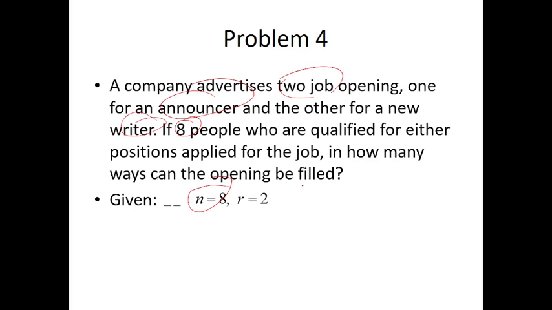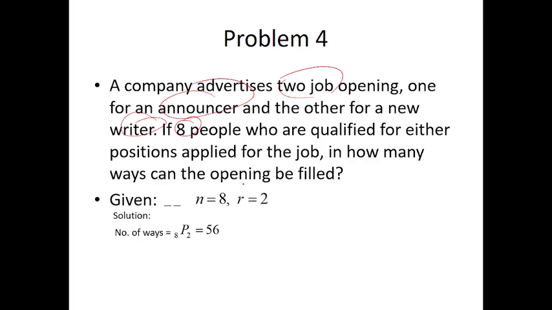There are two slots available, one for an announcer and the other for a new writer. So n equals 8 and r equals 2. Solution: 8P2. Permutation of 8 people taken 2 people at a time. So that is 56.